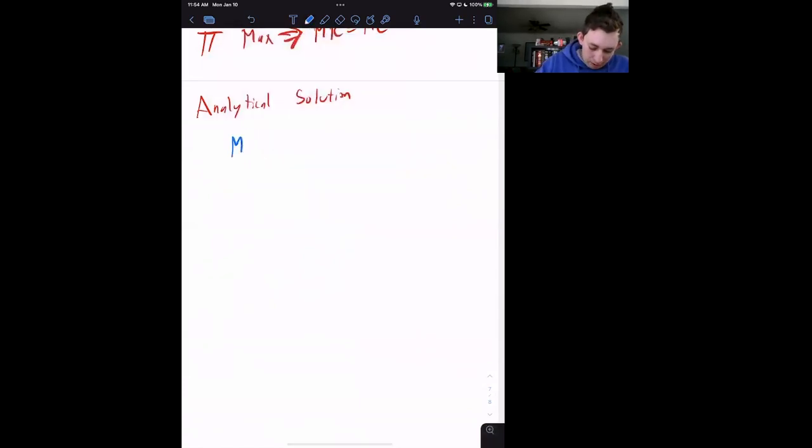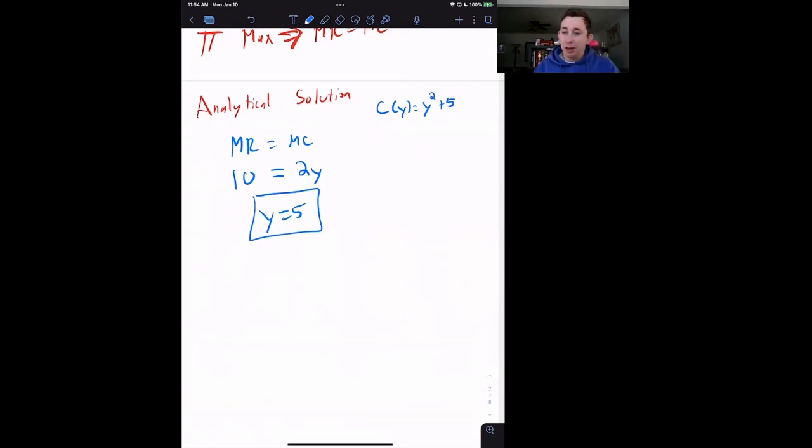So I'm going to say marginal revenue equals marginal cost. Marginal revenue is 10. Marginal cost, remember that cost of y is y squared plus 5. The derivative of this is 2y, so y equals 5. So this is how many ice cream cones I should make.